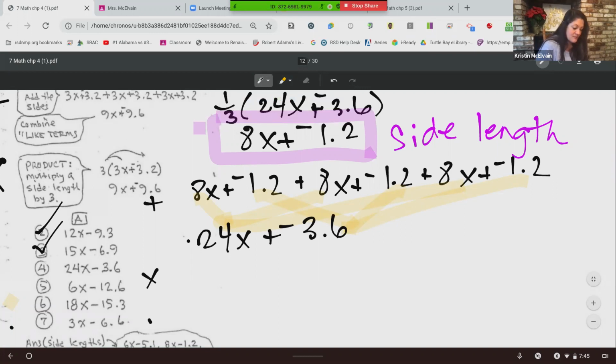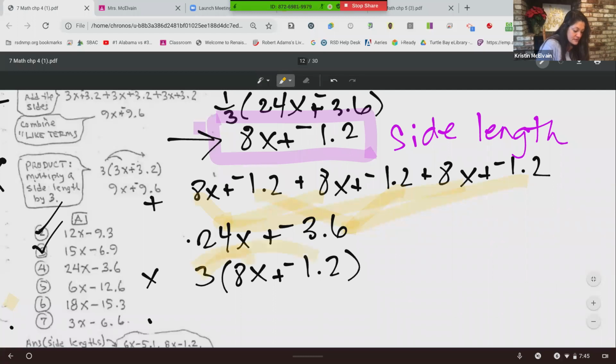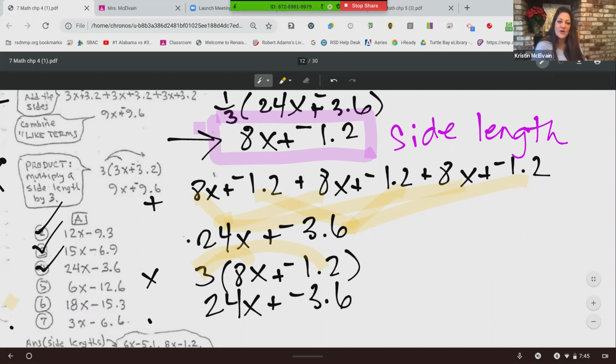Okay, now we're going to do our multiplication with our side length. 3 sides of an equilateral triangle times 8x plus negative 1.2. We distribute those. And that gives us, again, 24x plus negative 3.6. Done with number 4.